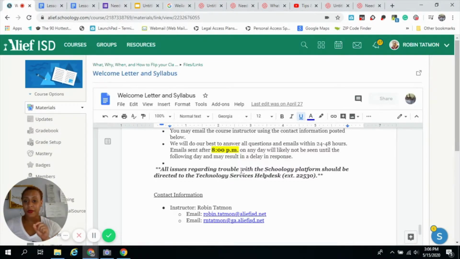Furthermore, for people with technology issues, it says all issues regarding trouble with the Schoology platform should be directed to tech services. So I put that information in there as far as tech support. This goes into the needs assessment: what is something that your student needs? And then lastly, I have my contact information. I gave them my email. And so these are the ways that we could support the learner.